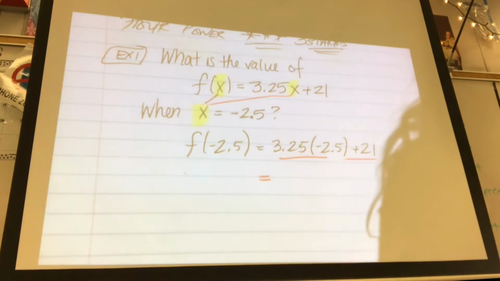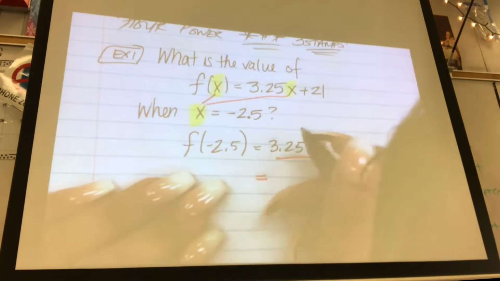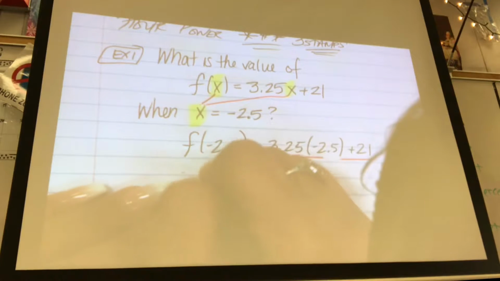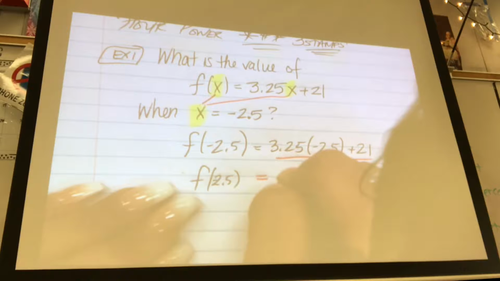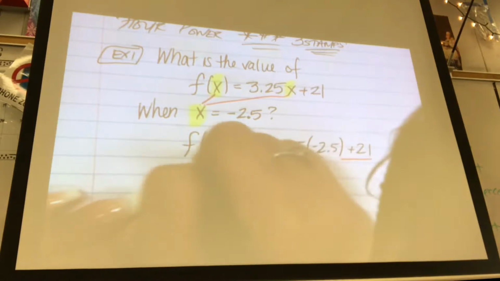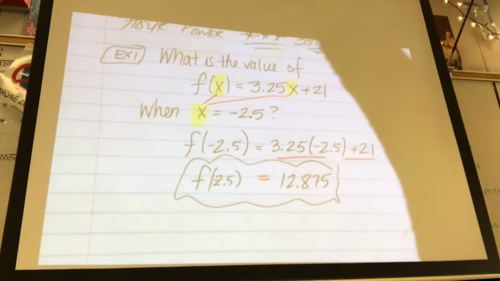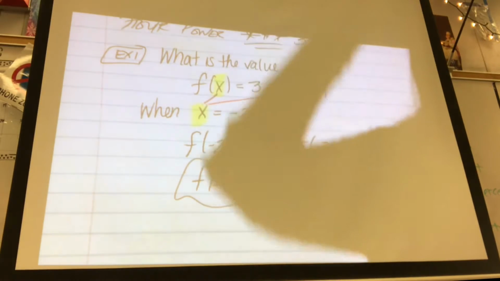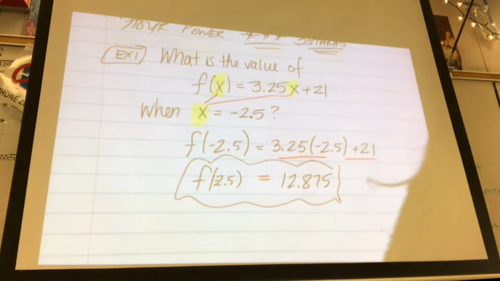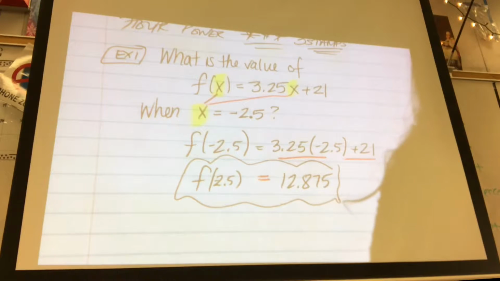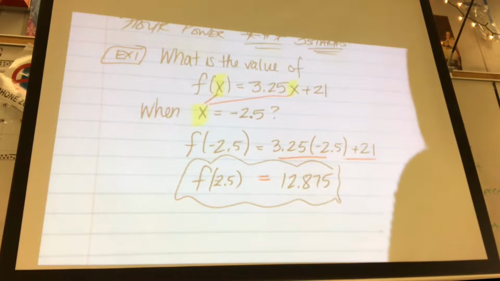I did see people with different answers. You should have gotten that the function, when you plug in negative 2.5, you should have gotten 12.875. Raise your hand if that's what you got. Nicely done. I did see a couple people that did not get this, maybe because you put it in the calculator wrong, but I want Lorenzo to make sure that everybody got this answer. And if you didn't, just raise your hand and we'll make sure you get there.